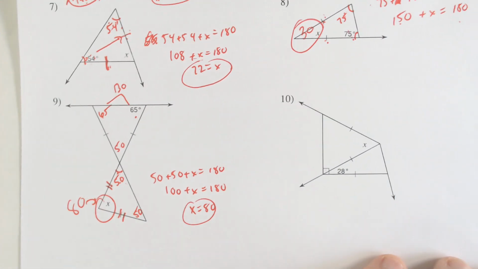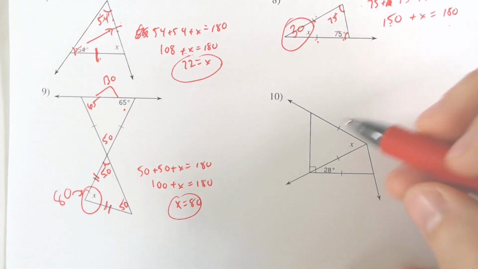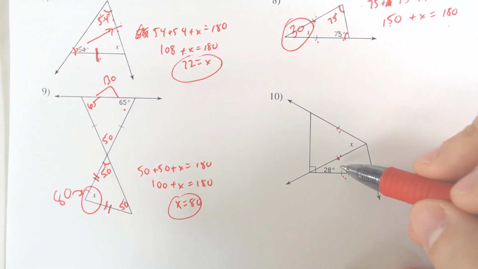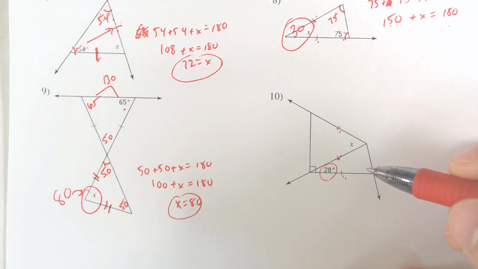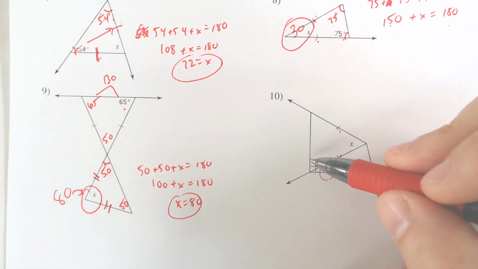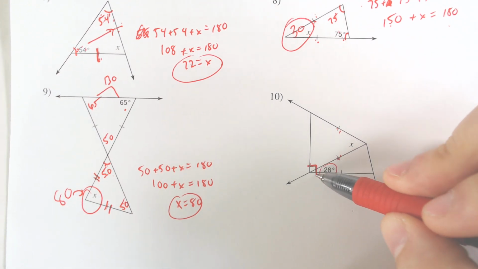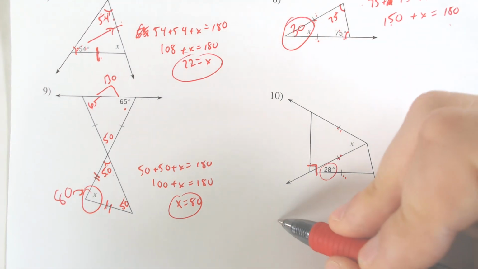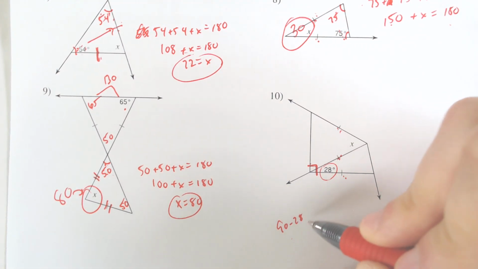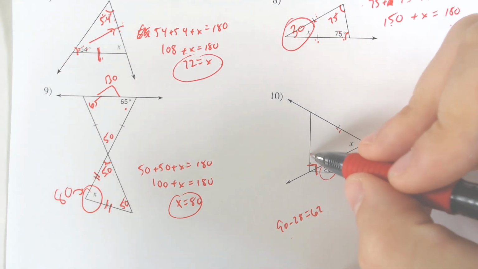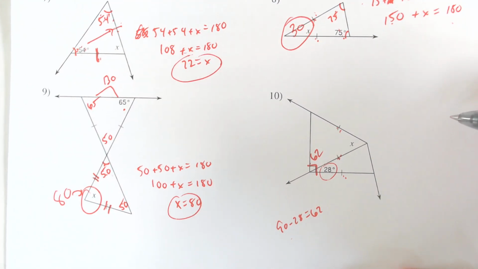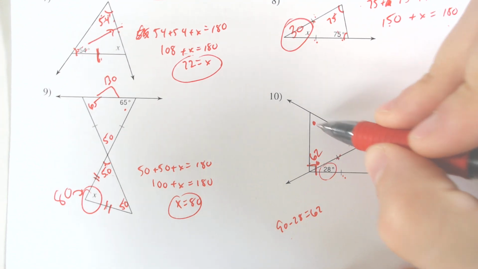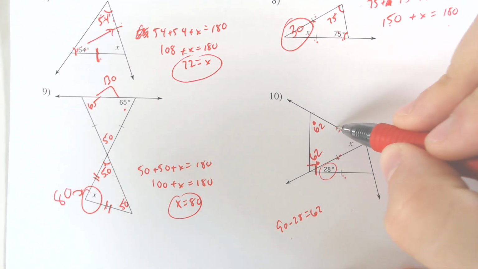All right, next one. We got these two are equal, and we got these two are equal. I'm going to take the 28 away from 90 because this whole angle right here is 90. So if we do 90 take away 28, you end up with 62. So this is 62 right here. And if this is 62 for this part, then this part would also have to equal 62 because these two sides are equal.